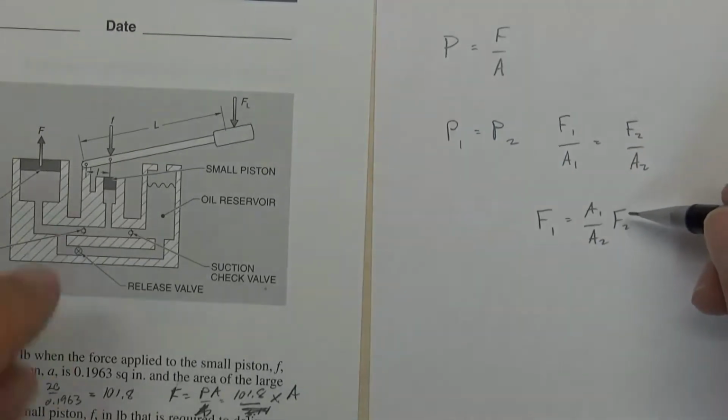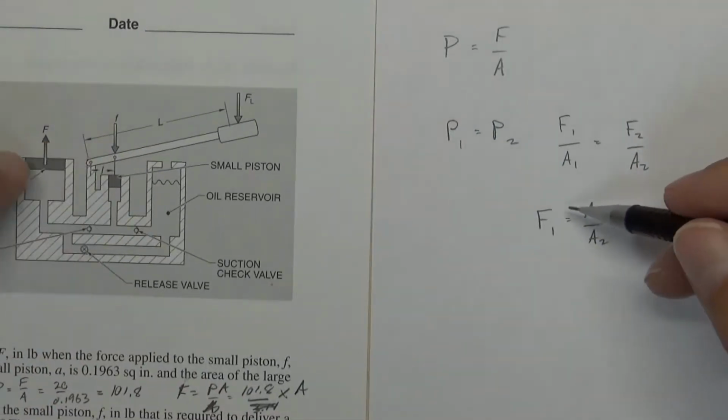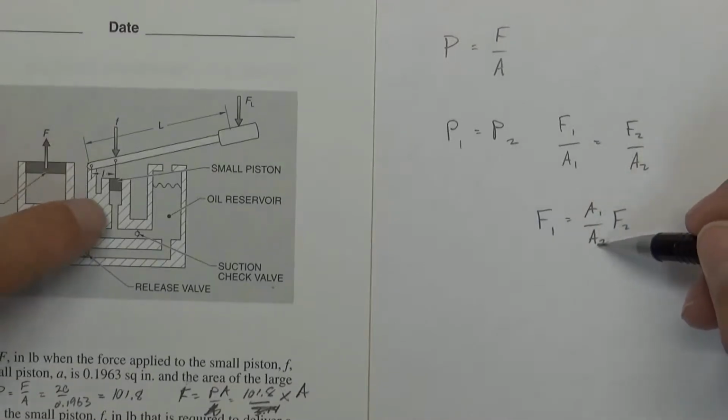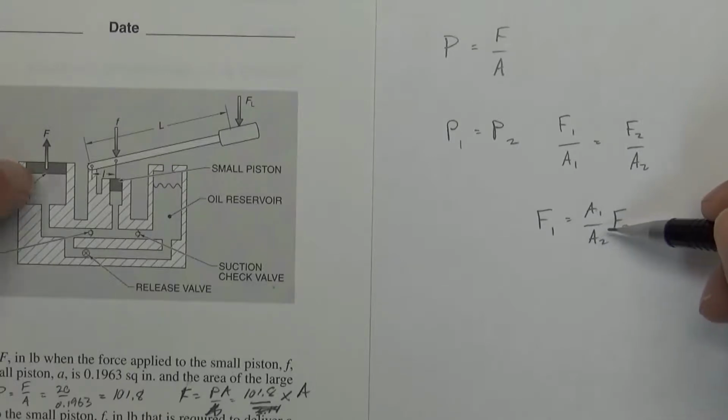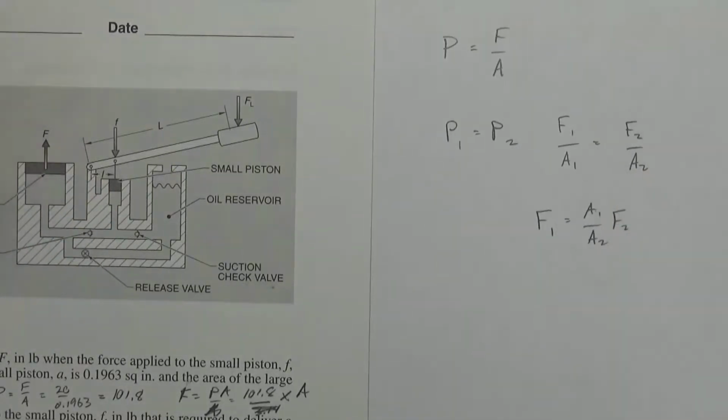So this is the downward force. This is the upward force, and here's the ratio of the areas. So if this is 1 square inch and this is 10 square inches, the force is going to get magnified by a factor of 10.